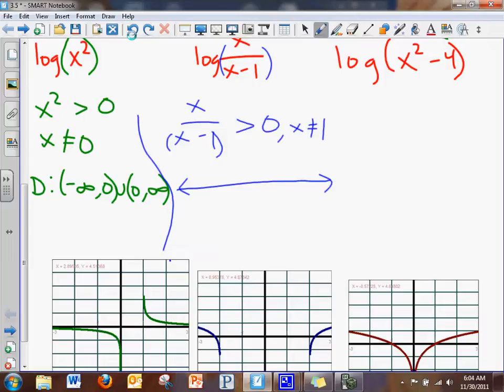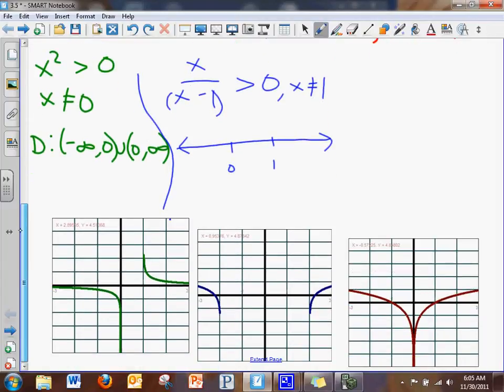I'm thinking when x is 0, there's going to be a sign change because that's when the top of the fraction is equal to 0. I'm also thinking there might be a sign change around 1 because that's when the bottom of the fraction is equal to 0. So I'm going to investigate in these different intervals on this sign chart whether the function is positive or negative. I can do that real easy just by trial and error.